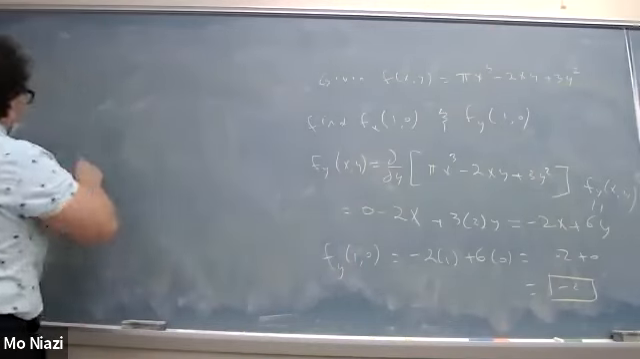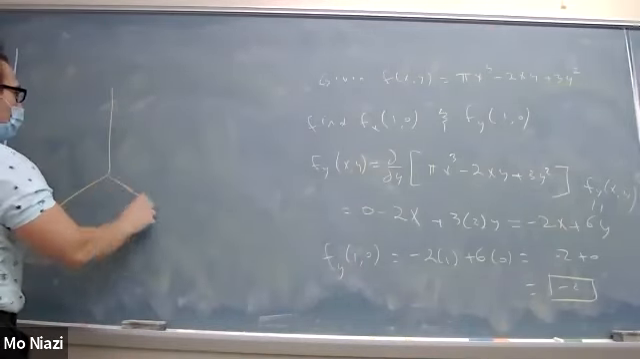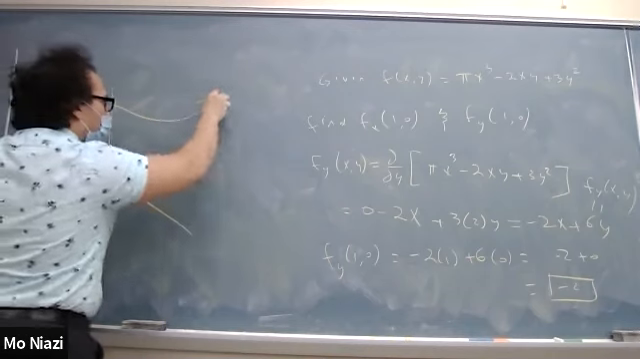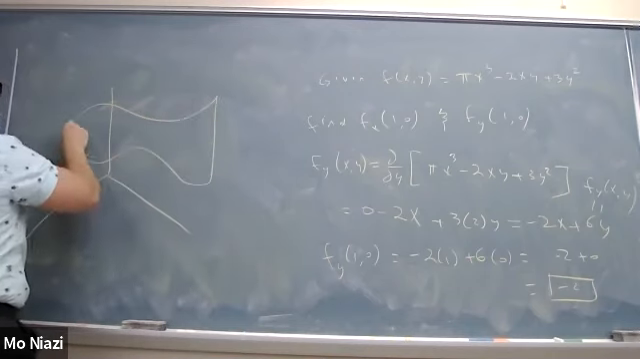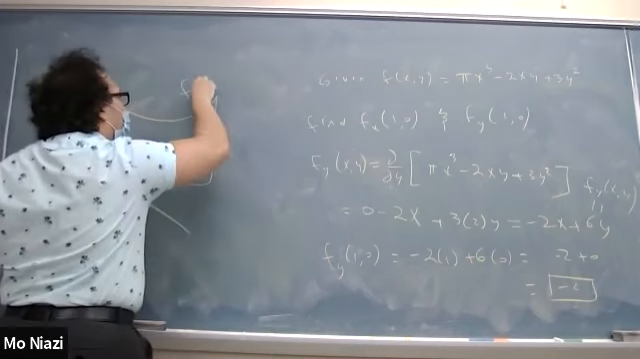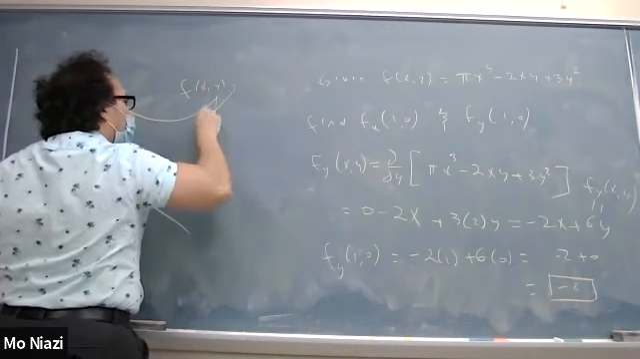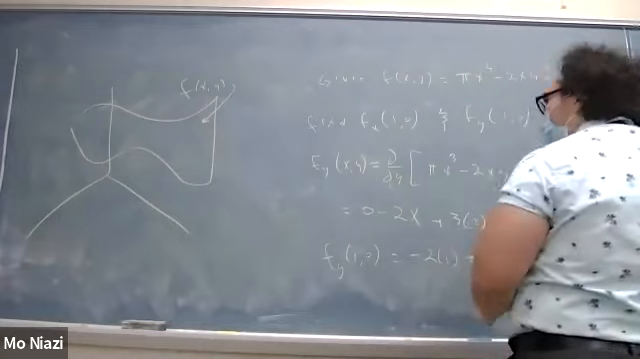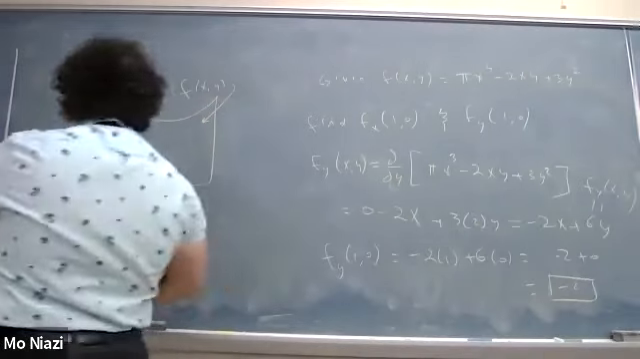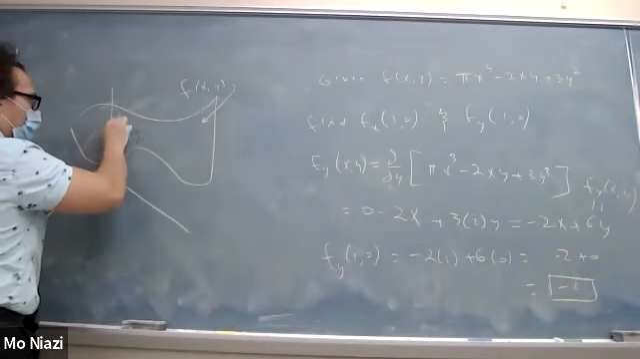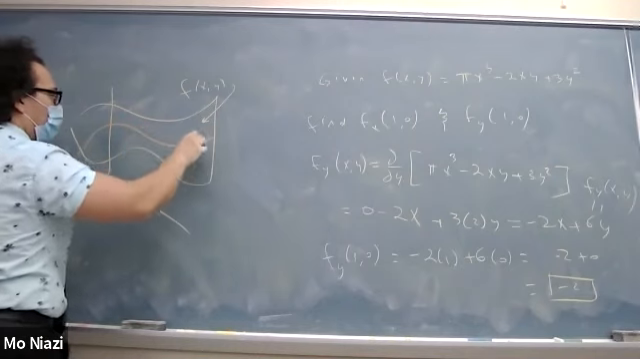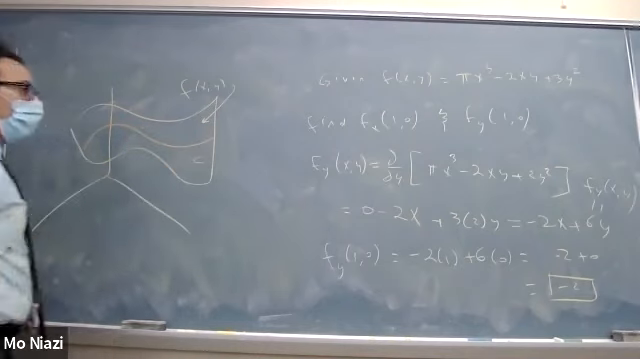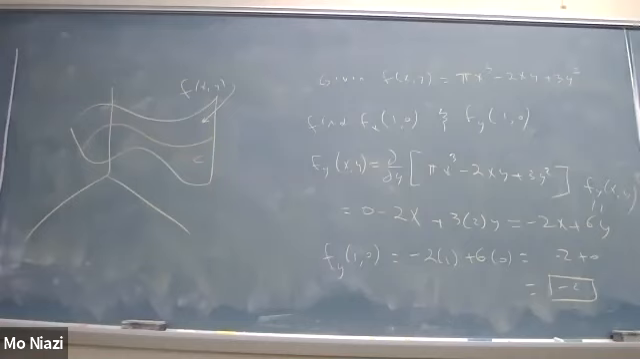We're in Calc 3. So a function f of x, y defines a surface in 3 dimensions, does it not? And along this surface, we can have any kind of curve C, okay? Some curve C that is on the surface, it's riding the surface.